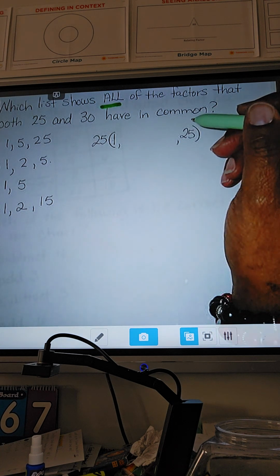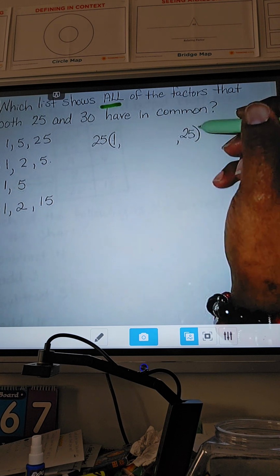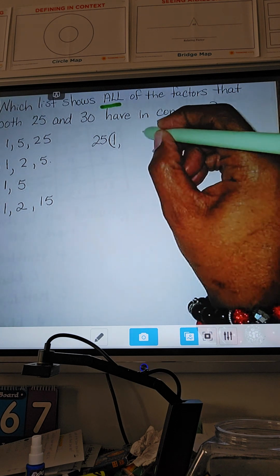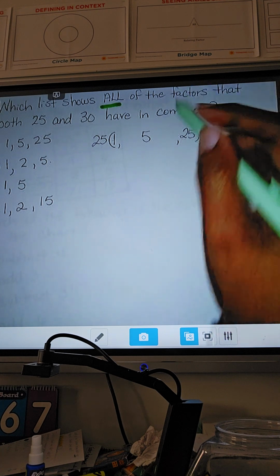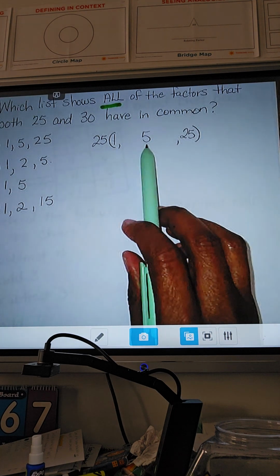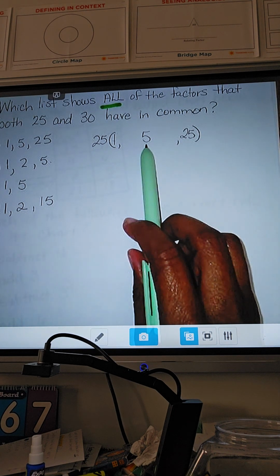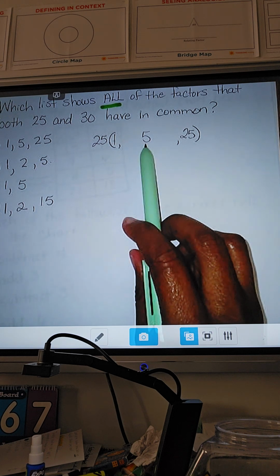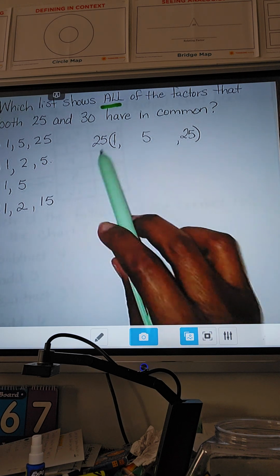4 times 5 is 20. 4 times 6 is 30. So that doesn't work. But I do know that 5 times 5 is 25. So 5, because it multiplies by itself, 5 times itself, that means I'm done. These are the factors of 25.